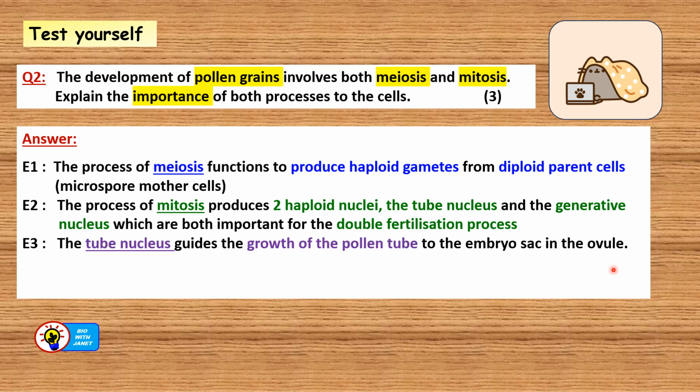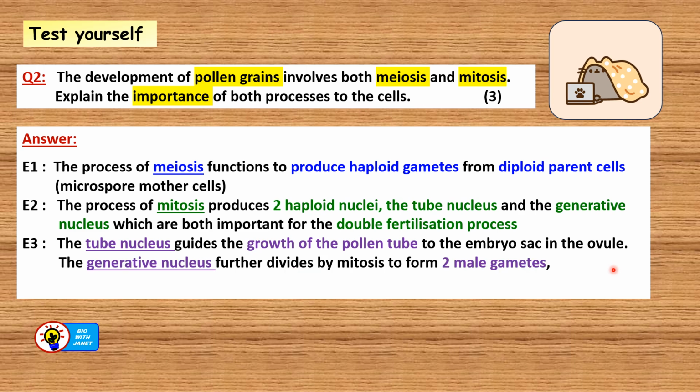Now, the tube nucleus guides the growth of the pollen tube to the embryo sac in the ovule. That we will discuss later on in another video. Whereas the generative nucleus further divides by mitosis to form 2 male gametes. That's after pollination. And one of the male gametes will then fertilize the egg cell to form the zygote. Again, we'll discuss this later on.